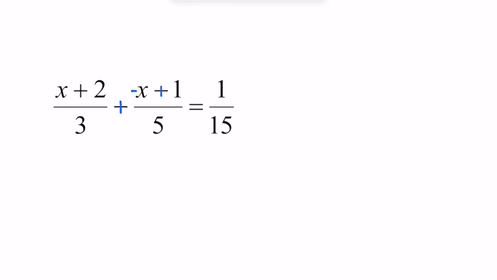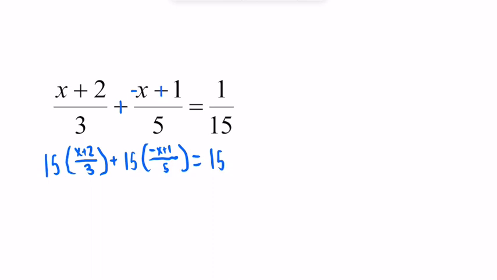My reason for doing this is it will help me make fewer negative sign mistakes later on in the problem. So now let's consider our denominators, 3, 5, and 15. A common denominator that every one of those numbers is a factor of would be 15. So to get rid of the fractions, we multiply our common denominator of 15 by every term. 15 times x plus 2 over 3 plus 15 times negative x plus 1 over 5 equals 15 times 1 over 15.